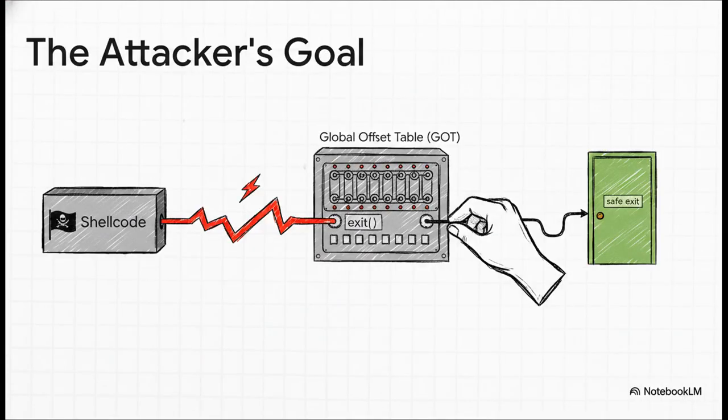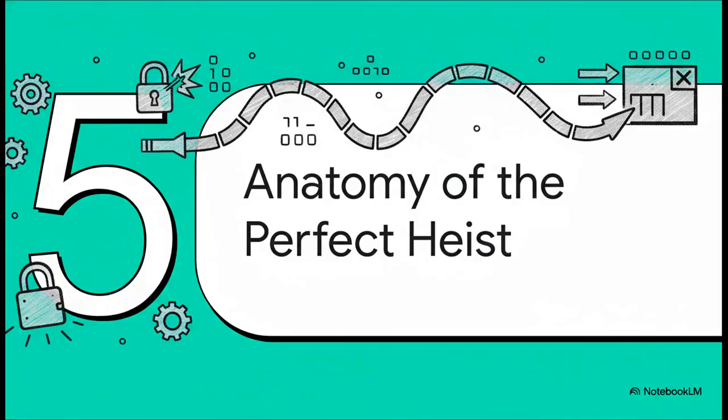The plan itself is actually pretty straightforward, but the result? Absolutely devastating. An attacker first gets their own malicious code, we call it shellcode, into the program's memory somehow. Then, using our trusty %n specifier, they overwrite the address for a normal function, like exit, and replace it with the address of their shellcode. So what happens? The program thinks it's about to exit, but instead it jumps right into the attacker's code, giving them total control.